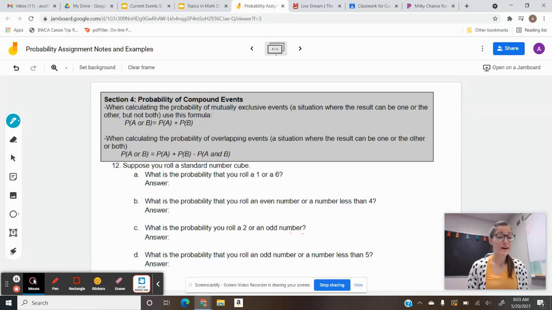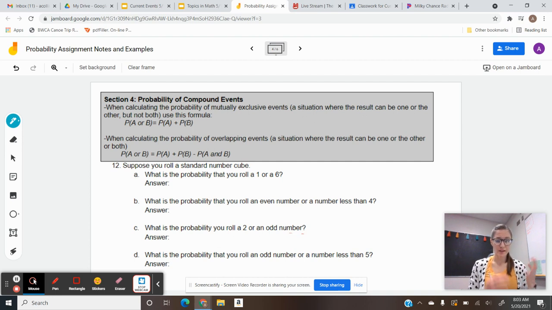Hey guys, so last section of the probability assignment, and this is all about compound events. There's two vocab words that we first need to clarify before we start calculating: mutually exclusive events and overlapping events.